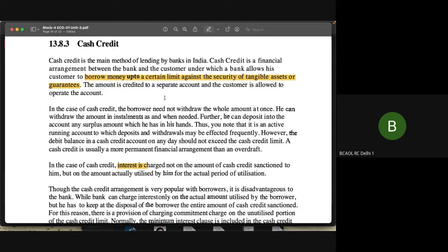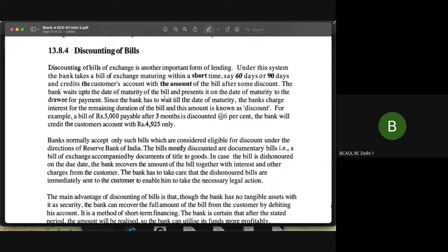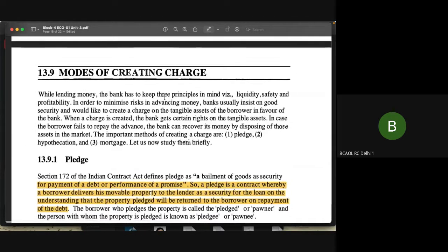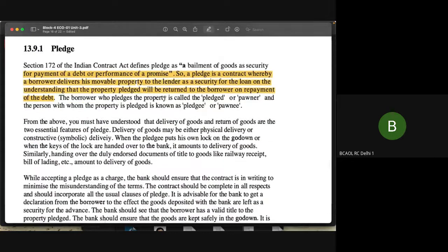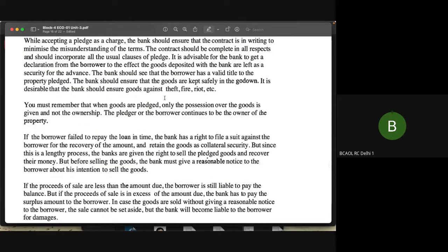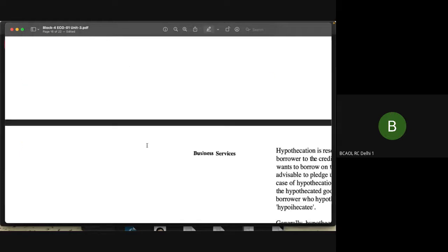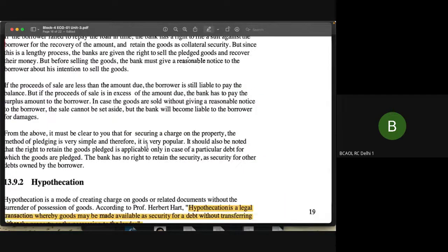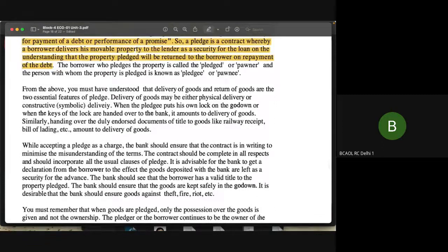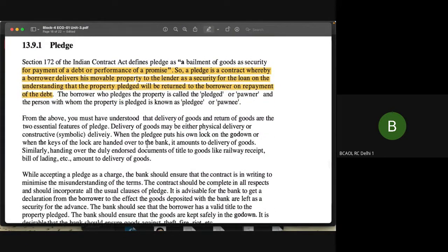Again, you have to keep something against it, like कुछ ना कुछ चीज गिरवी रखनी पड़ेगी. Okay, that is your cash credit. Discounting of bills I've already told you. Okay, modes of creating charge. Guys, तीनों चीजें, whatever we are doing, pledge, hypothecation, or mortgage, these three things are similar. Here you are just taking loans from the bank. In one case or another, you are either giving something as collateral, meaning कुछ गिरवी रख रहे हो आप, or you are not.